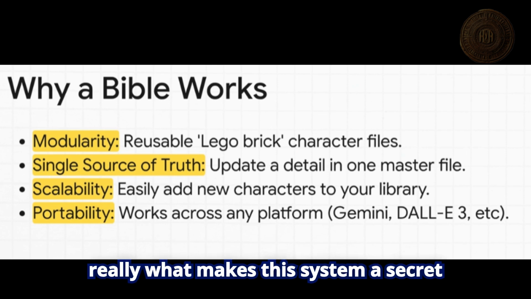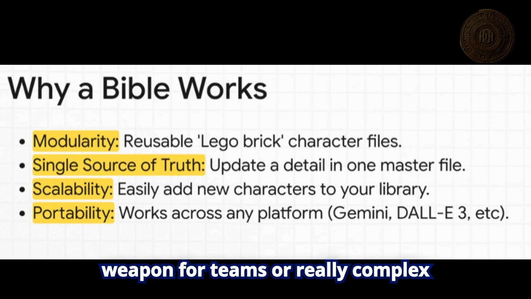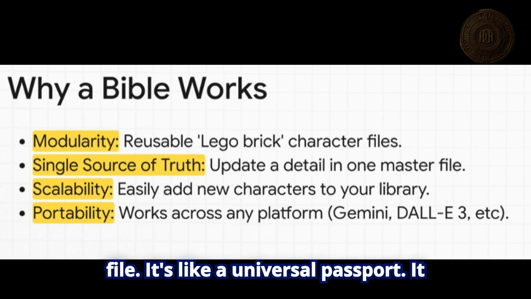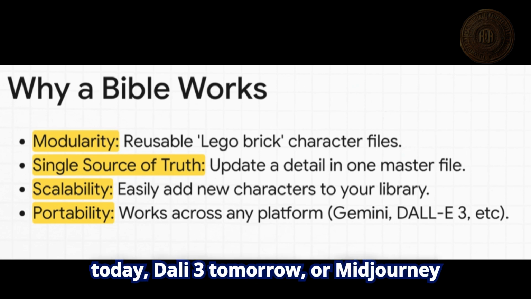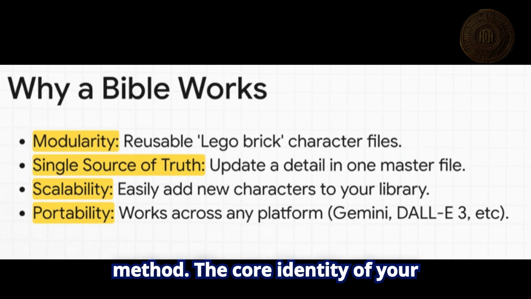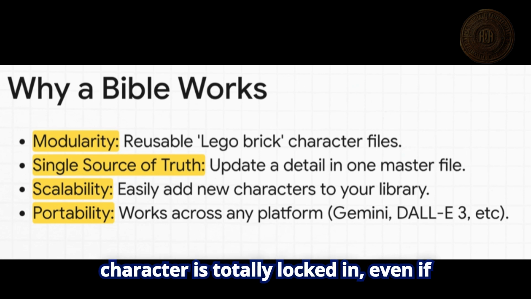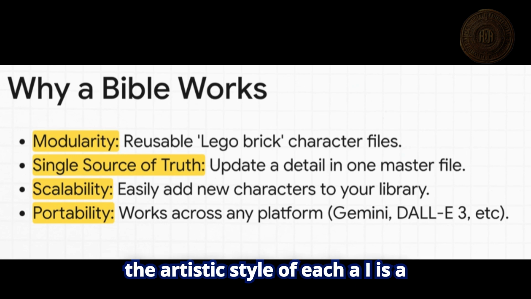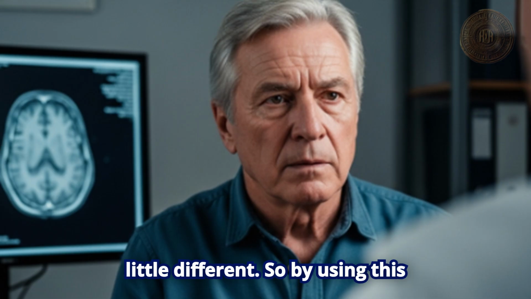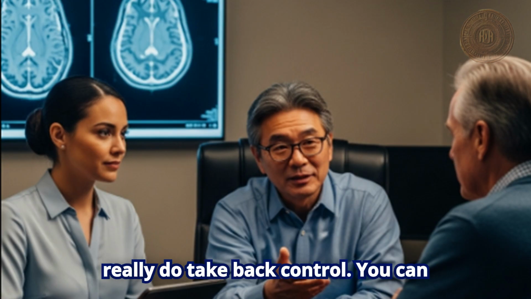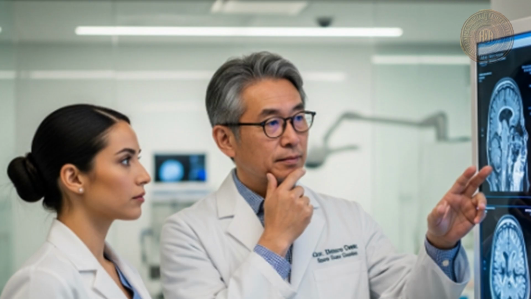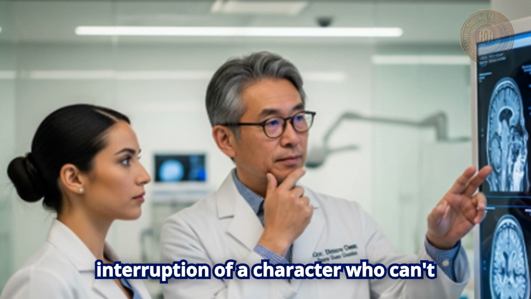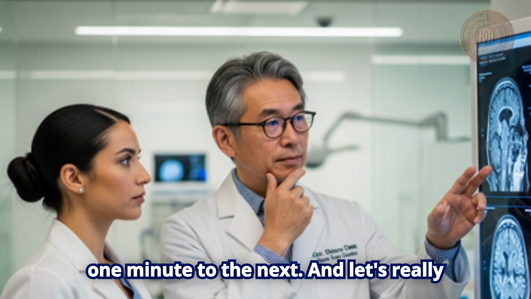Yeah, that portability is really what makes this system a secret weapon for teams or really complex projects. Your character's structured file, it's like a universal passport. It doesn't matter if you're using Gemini today, DALL-E 3 tomorrow, or Midjourney next week, you're using a universal method. The core identity of your character is totally locked in, even if the artistic style of each AI is a little different. So by using this disciplined, systematic approach, you really do take back control. You can finally build those rich, compelling visual stories you've been dreaming of without that constant, frustrating interruption of a character who can't seem to remember what they look like from one minute to the next.